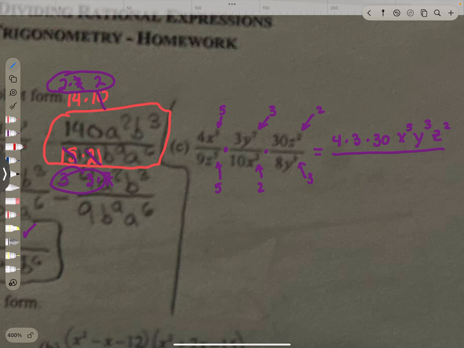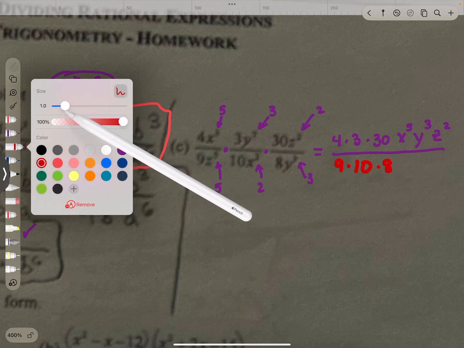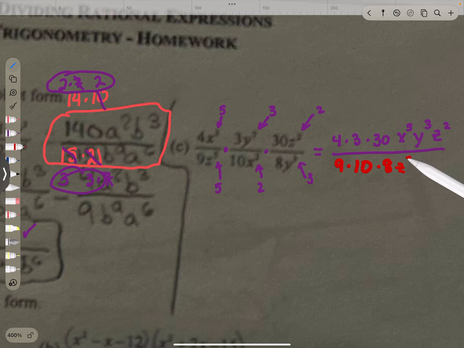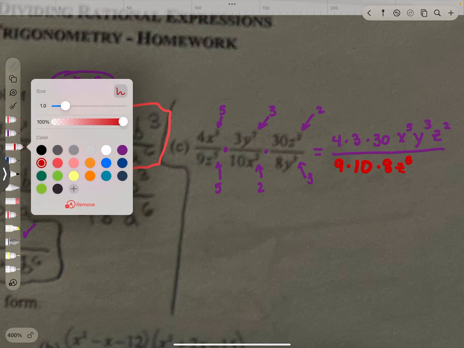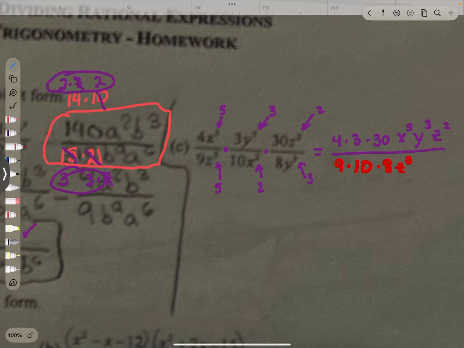That's fine. I want to see if stuff cancels. And my denominator would be the 9 times 10 times 8, times my z to the fifth, my x squared and my y cubed. And so now I'm going to look for anything I can cancel before I multiply.